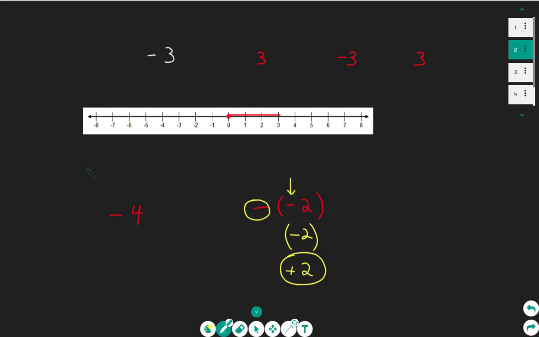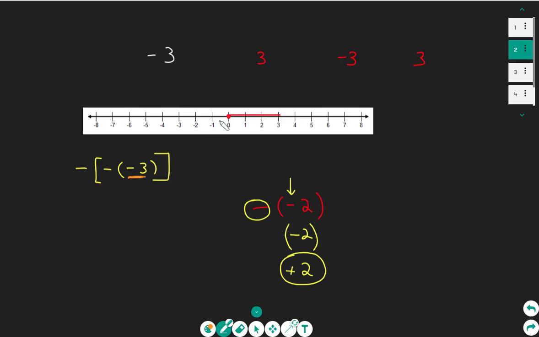So let's go even further. Let's say I have a negative, negative, negative 3. Let's give myself a little more room here. What would this simplify to? Again, we go to the innermost sign for that number, which is a negative 3. So we start with a negative 3. That's our beginning point.